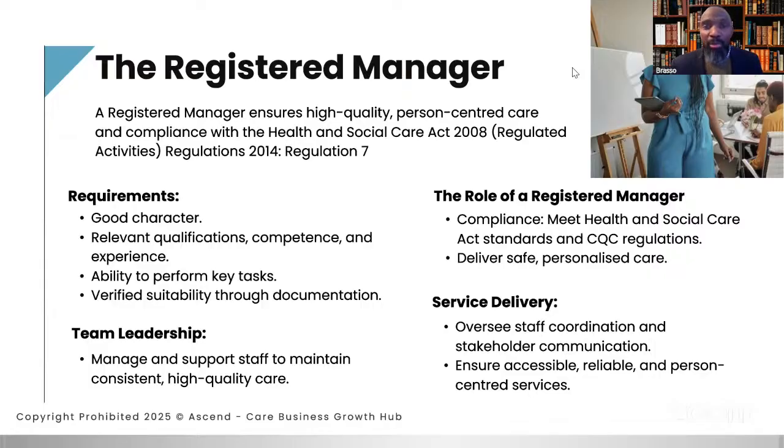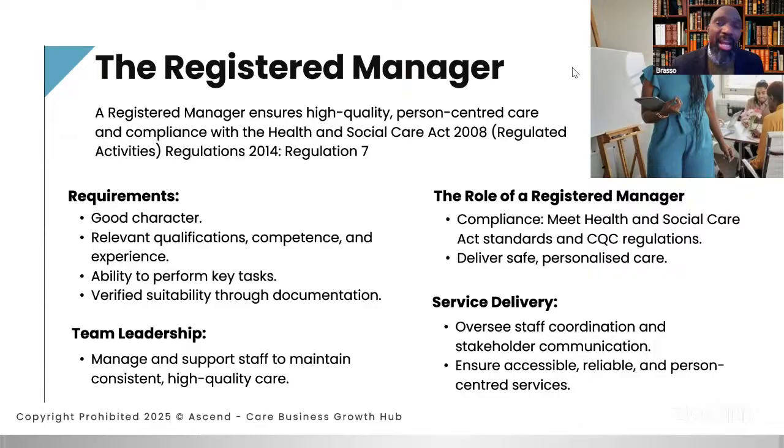Very, very important role of a registered manager, because you are the link between the organization, your workforce, external stakeholders, CQC. You are the link, you are the cornerstone, you are connecting everything within the organization. So it's very, very important that when you are recruiting a registered manager, or if you are going to be the registered manager, making sure you've got all these qualifications.